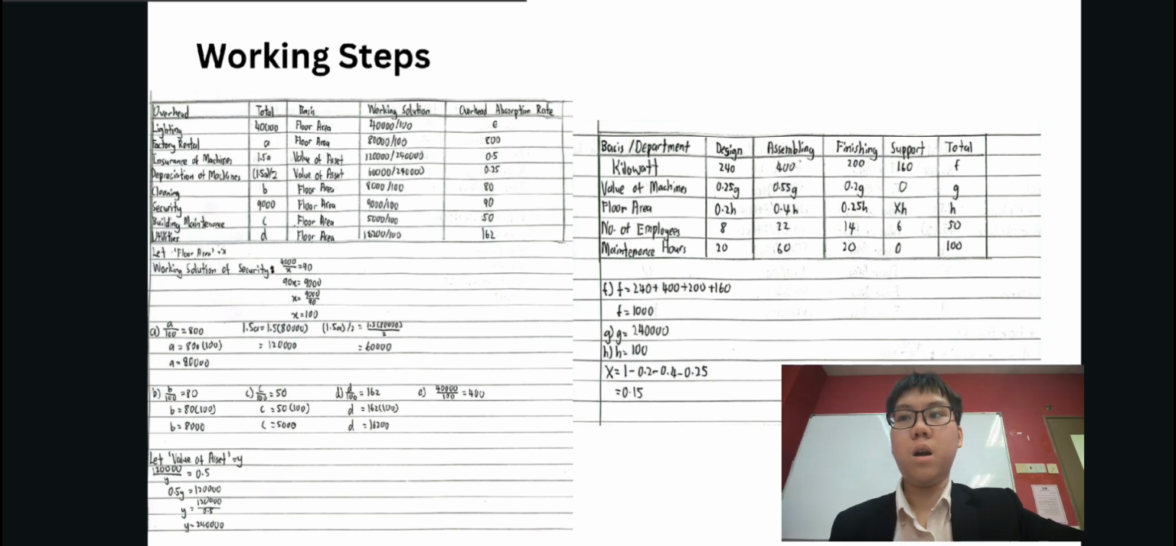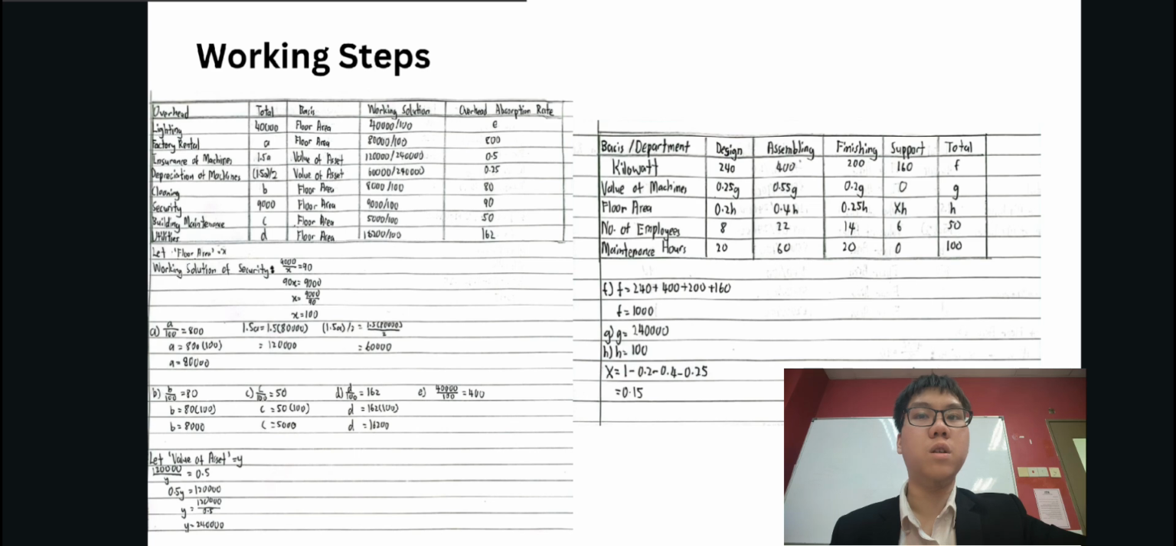After that, I let the value of asset equal Y as well. So I can find the basis, the total amount of basis of the overhead. So I get the formula 120,000 divided by Y equals 0.5. So 0.5Y equals 120,000, and then Y equals 120,000 divided by 0.5, which gives 240,000 for the amount of the basis.